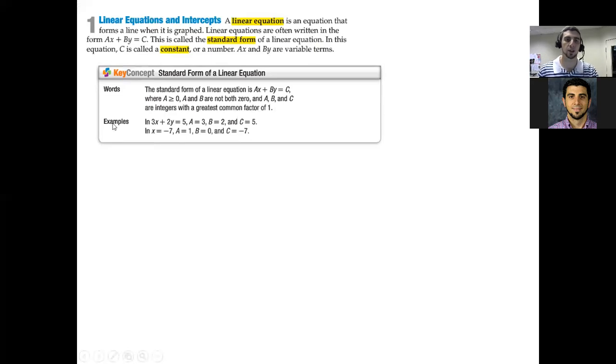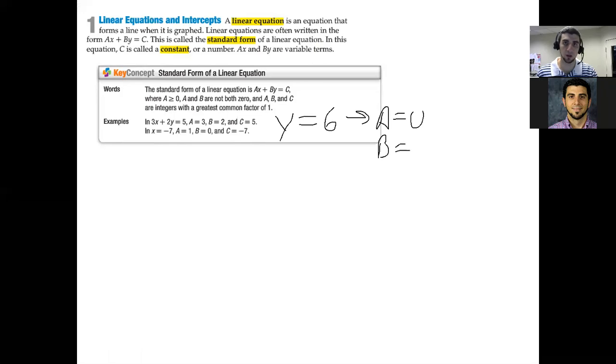So for example, 3x plus 2y equals 5. That's a linear equation because you have a equals 3, b equals 2, and c equals 5. If you have x equals negative 7, that's fine, because a would be 1, that's the number that's understood to be in front of x. B would be 0, because there's no y term, and c would equal negative 7. Likewise, if you had, say, y equals 6, in this case, there's no x term, so a equals 0. The b equals the coefficient of the y, in other words, what's in front of the y, it's understood to be a 1, and c would be 6.